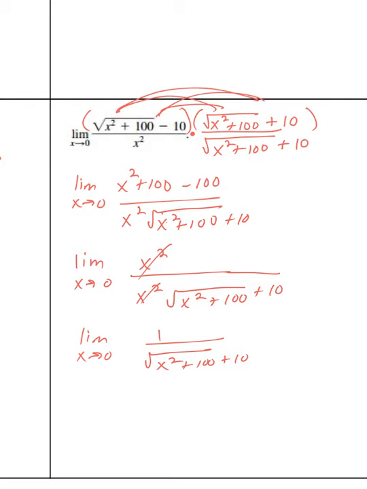So now let's try 0 and see if it works. It's looking pretty good. I have square root of 100, which is 10, plus a 10. So the answer would be 1/20.